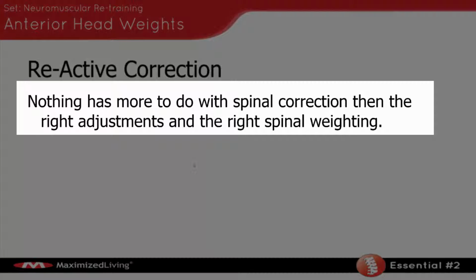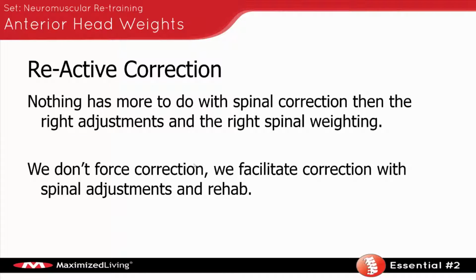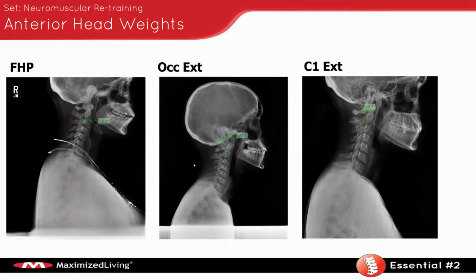So really nothing has more to do with the spinal correction than getting the actual right adjustments and the right spinal weighting. I think these two things in combination can provide a great correction, even if we had no passive care or no isometrics. Remember, we don't force correction, we facilitate correction with spinal adjustments or rehabilitation. We're not trying to force the spine into a position that it's not meant to go into. We're just trying to facilitate the correction by removing neurological interference and supporting the healing process once that interference is removed.